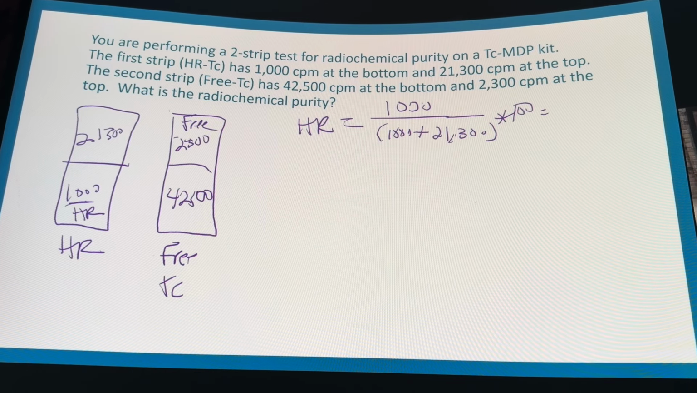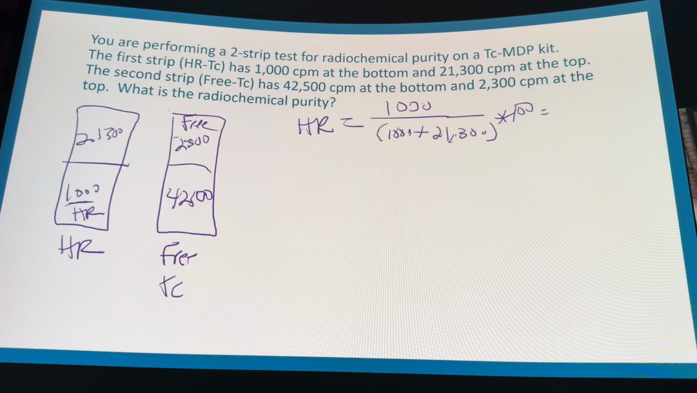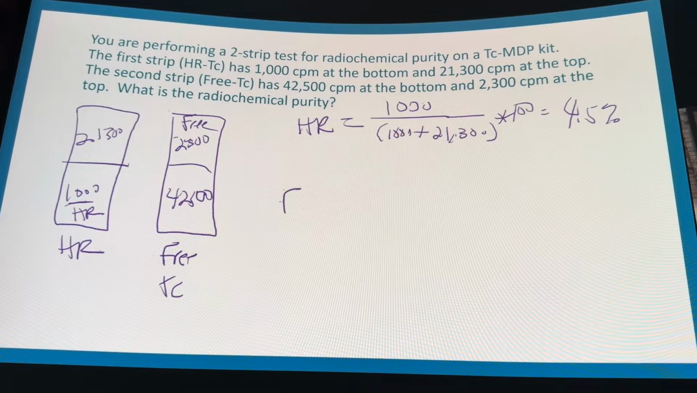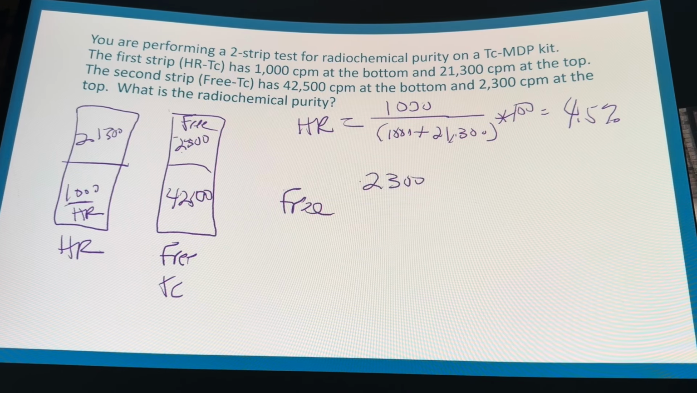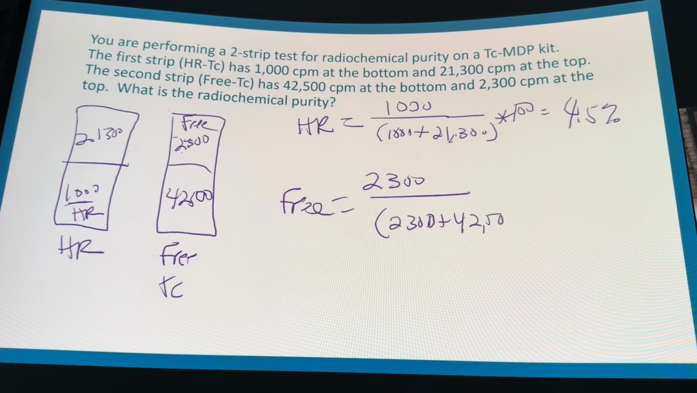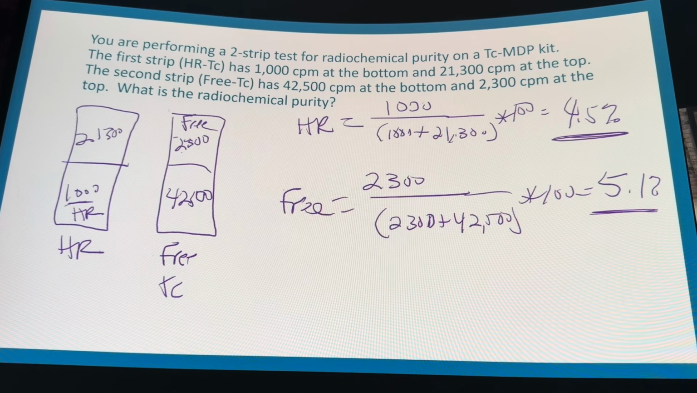We've got 1,000 divided by 1,000 plus 21,300 times 100. We've got 4.5%. Now my free tech, same thing. My free tech counts are 2,300 over the total, 2,300 plus 42,500, times 100. 2,300 divided by 2,300 plus 42,500 times 100 equals 5.1%. So I've got my hydrolyzed reduced, I have my free tech.